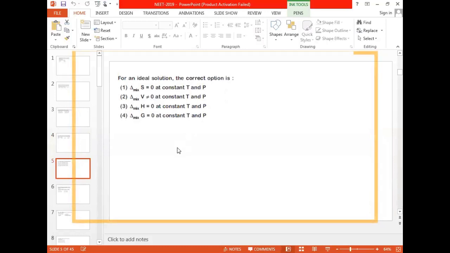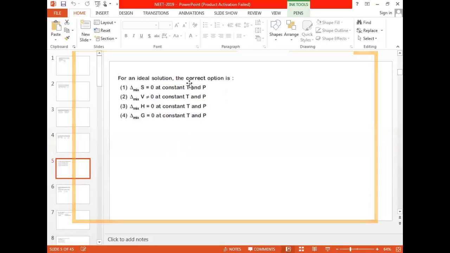See, what is the question here? For ideal solution, the correct option is. Yes. For ideal solution, what is the correct option? Okay. Which one is correct generally? Any guess regarding this? Which one is correct, Ra? I think third one, sir. Very good. Very, very good.